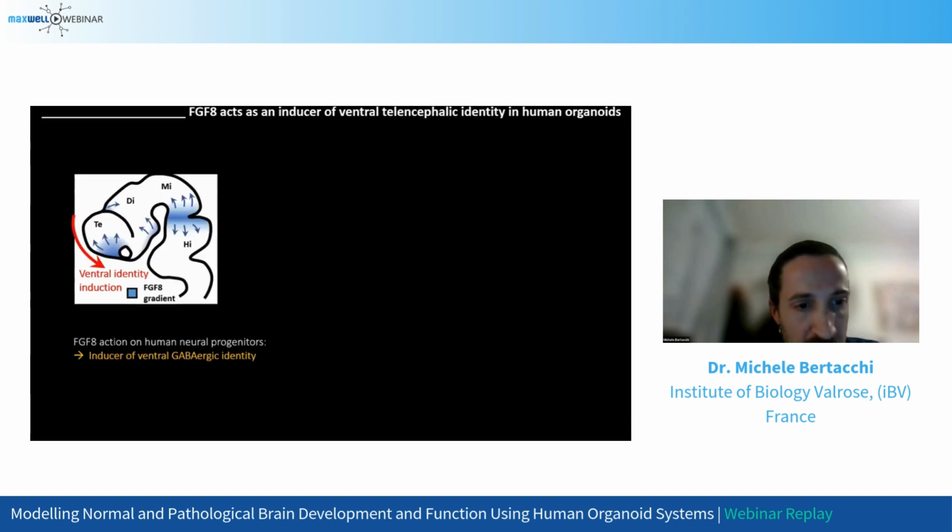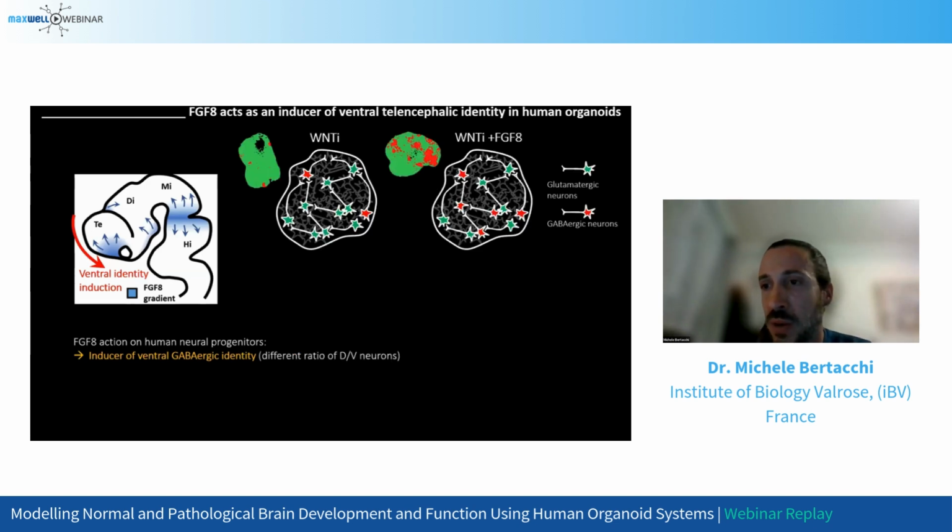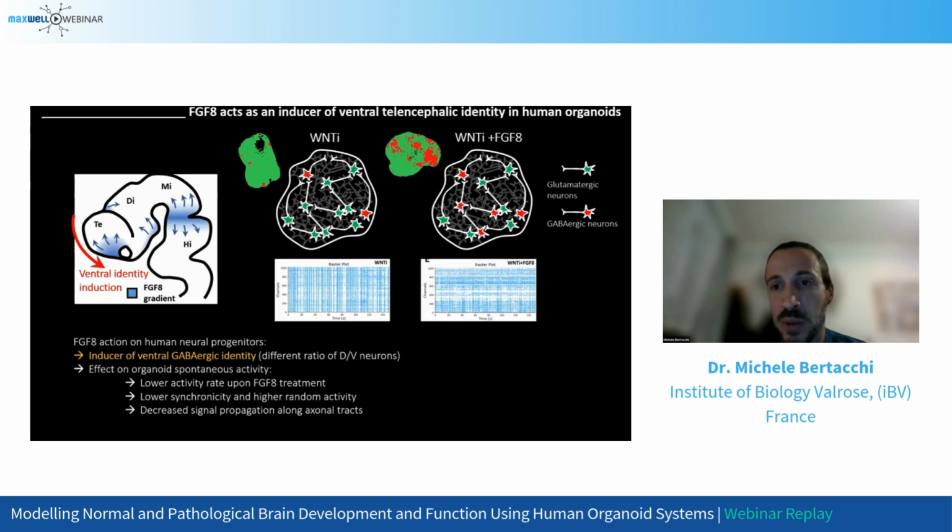Okay, so to conclude my first part, we found out that FGF8 has multiple roles. The main one is that of an inducer of ventral GABAergic identity in human neural progenitors and neurons. As a result of this, we have a different ratio of dorsal glutamatergic versus ventral GABAergic neurons, with a lot of GABAergic neurons when we treat with FGF8. And with the multi-electrode array technology, we could also see the consequence of this on the activity. We found a lower activity rate, a lower synchronicity, and a decreased signal propagation along the axonal tracts.